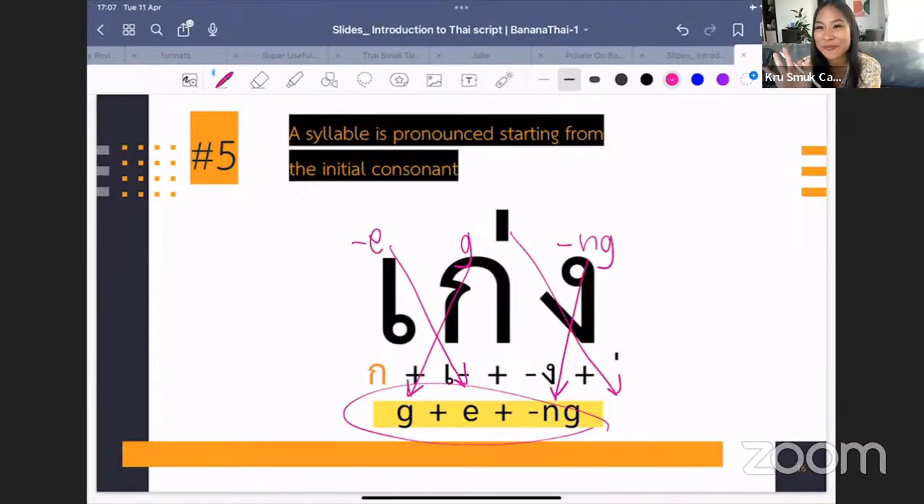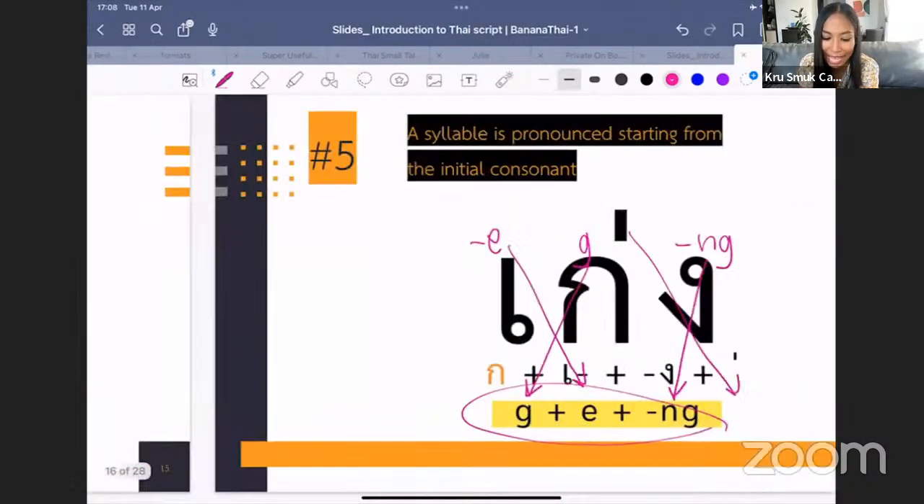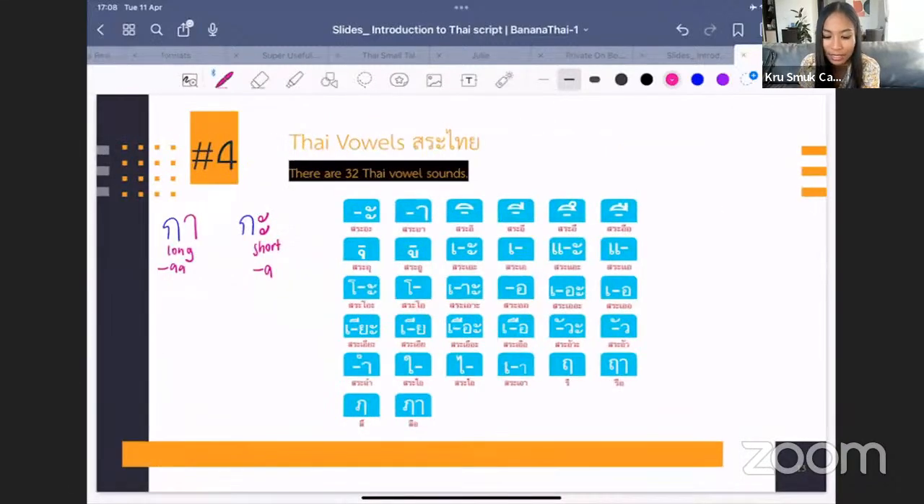Okay, ไหมคะ? So when you read a Thai word, always pronounce it from the beginning consonant sound, the vowel sound, the ending consonant sound, and the tone later. Not left to right like in English. All good? All good นะคะ? Okay. So that is about the Thai vowel.